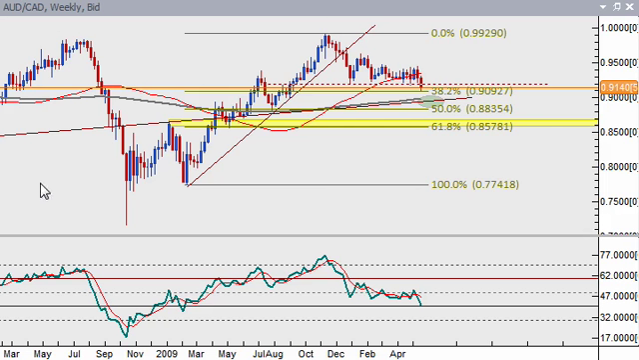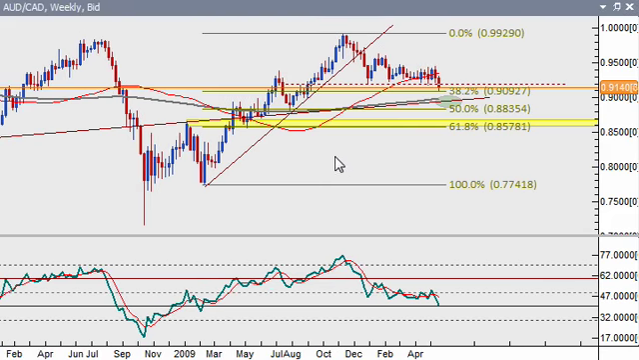Here's a rare look at the Aussie Canadian dollar pair, as we want to compare the commodity currencies. We know that commodity currencies correlated with oil and gold have been performing very well. So here's a comparison. Here's the weekly. We saw that much of 2009 the Aussie was the stronger pair, and then towards the end of 2009 the pair consolidated. This year so far we've been in sideways action.